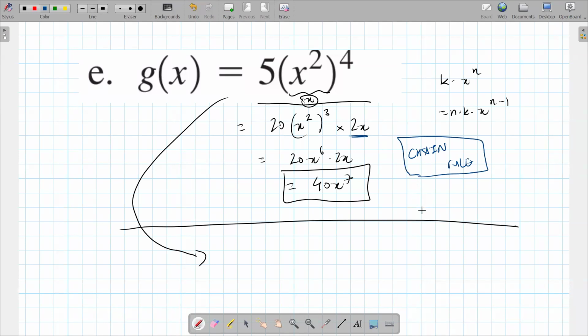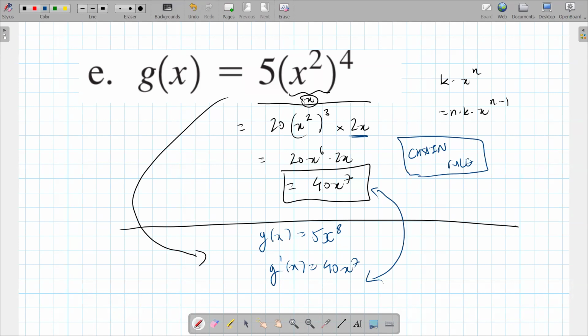There's another way of doing this for this question. The other way is to just straight up open that bracket first. Don't worry about the derivatives, just open this bracket. What's x squared to the power of 4? Is it x^6 or x^8? It's x^8, you multiply the powers. Now what's the derivative of 5x^8? 5 times 8 is 40, x^7. Same thing.